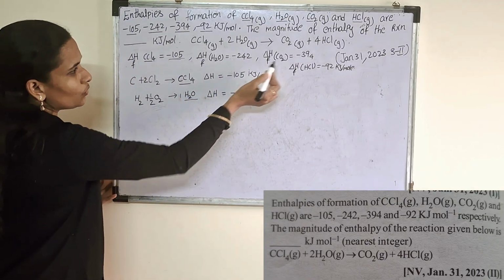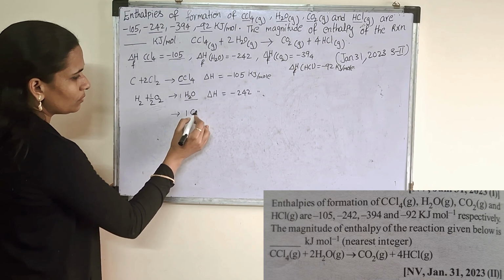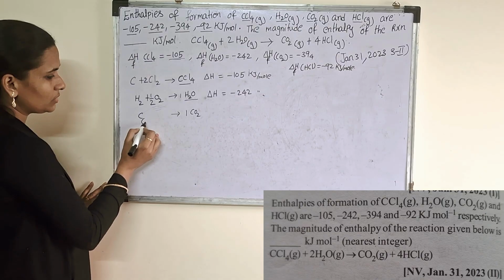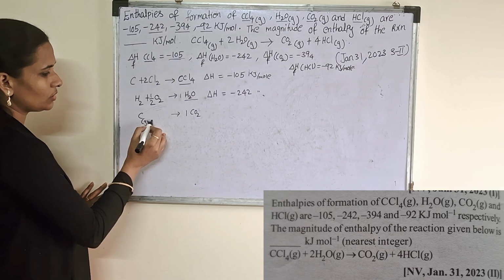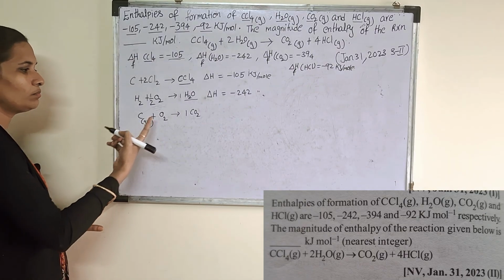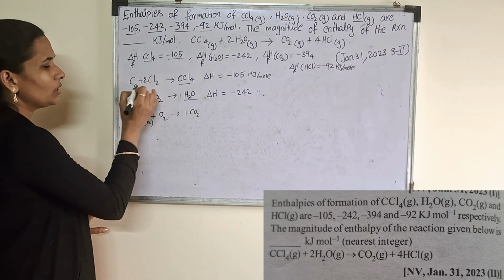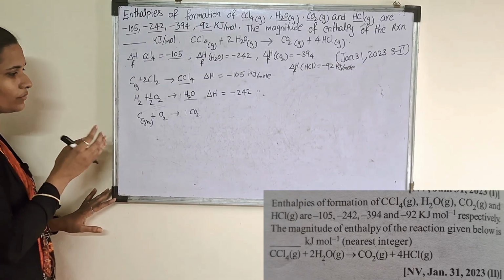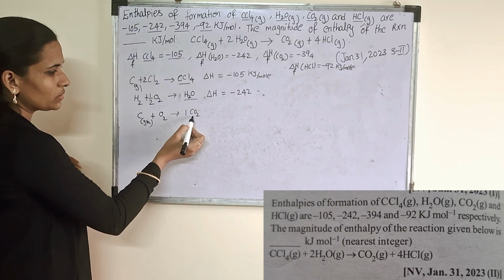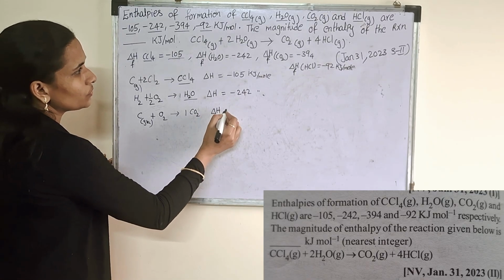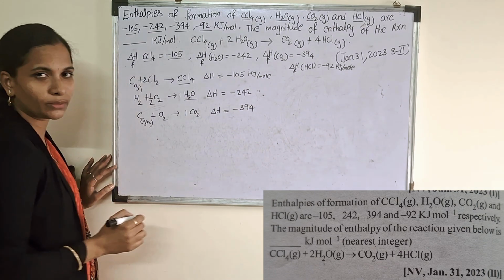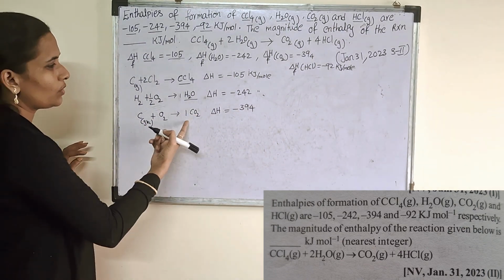Next, delta H formation of carbon dioxide. So 1 mole of carbon dioxide is formed from its constituent elements. Carbon is in graphite form, which is the standard state, and oxygen. So carbon in graphite form plus oxygen. Why? Because carbon's standard state is graphite form. So carbon combines with oxygen to give carbon dioxide, 1 mole formed. Then how much energy is released? Delta H formation of CO2 is minus 394 kilojoule per mole, as given. This is the equation for delta H formation of CO2.